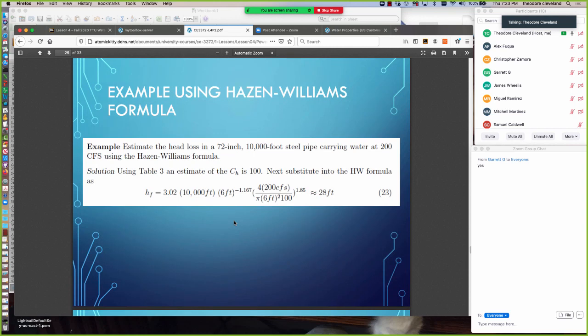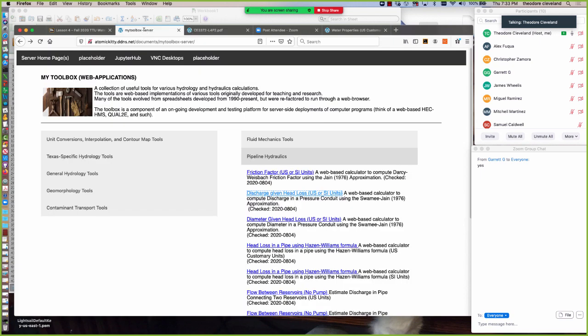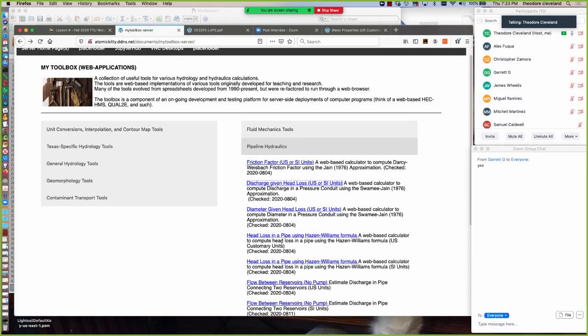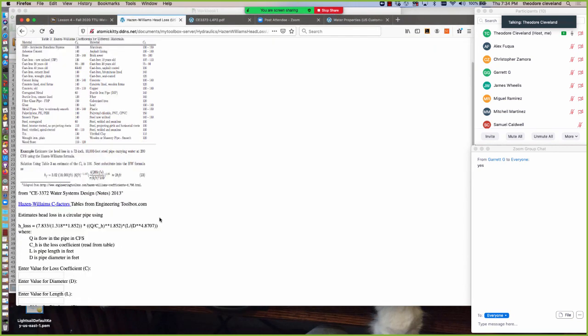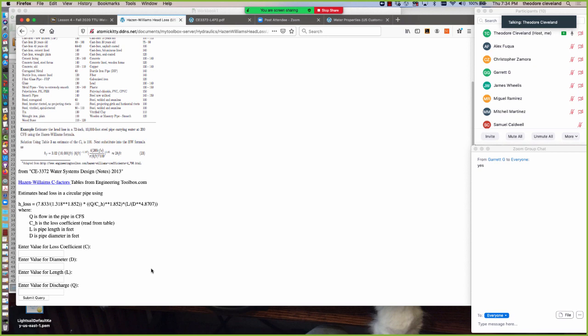So here's an example. First we'll do it by hand, we'll do it again on the computer model. Estimate the head loss in a 72-inch, 10,000 foot steel pipe that carries water at 200 cubic feet per second using the Hazen-Williams formula. So this is quite simple. We just simply put the numbers in the formula, perform the indicated arithmetic, and we get 28 feet of head loss. Do that once, no big deal. If I have to do it a dozen times, I would want to use something that helps me. And so I might use this tool here, which takes the same information and produces the same results.